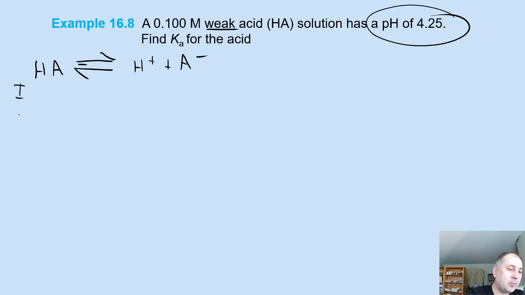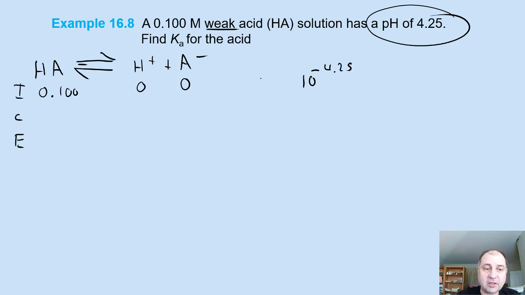And we set up an ice table. We initially have 0.100 and then 0 and 0. And instead of calculating for x, we can determine x based on the pH. So all we need to do is take the inverse negative log of 4.25, and that's going to give me the H plus concentration, which normally would be x. And so that is 5.6 times 10 to the minus 5.